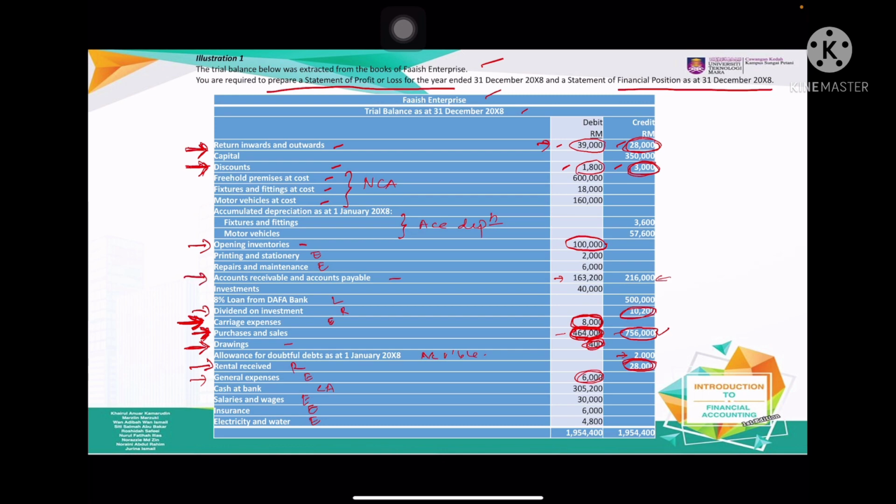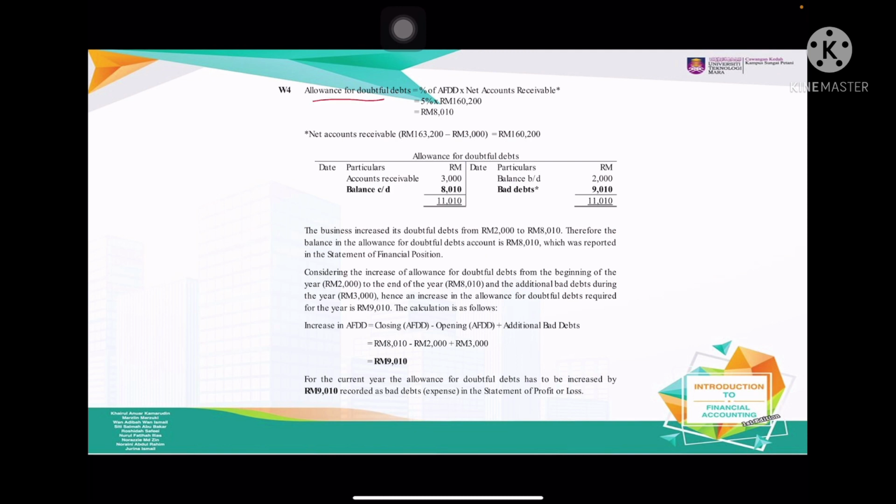This is our account receivable, 163,200. And this is the allowance for doubtful debt, which is 2,000. Okay, so how do we get our net account receivable? 163,200 minus 3,000. So where does the 3,000 come from? The 3,000 is actually the amount that our receivables are not able to pay. So we minus, and we get 160,200. Okay, so for the adjustment, 5% times 160,200, we get 8,010. Okay, so here the 2,000 just now, we put it over here, the balance of allowance for doubtful debt.